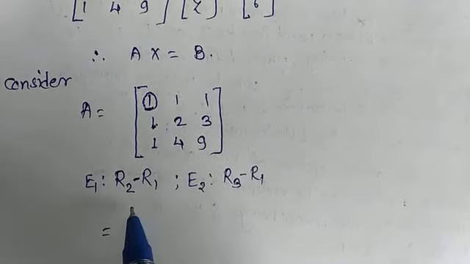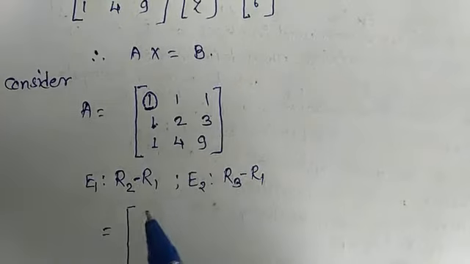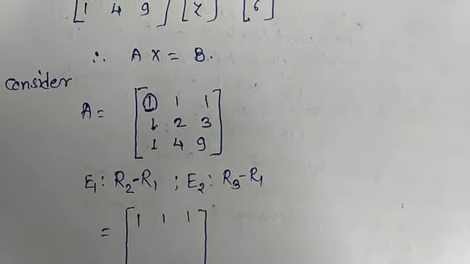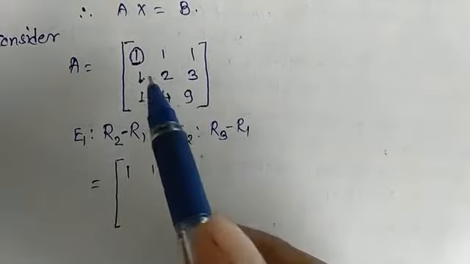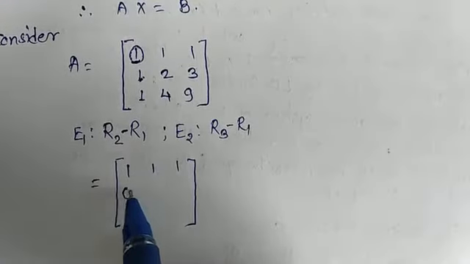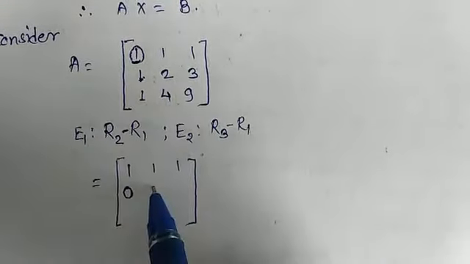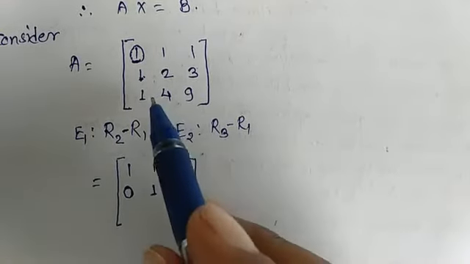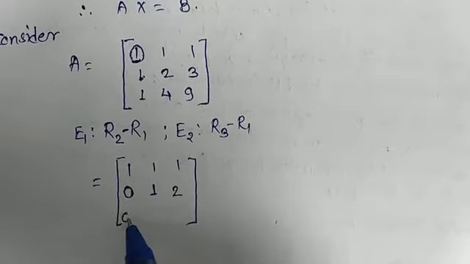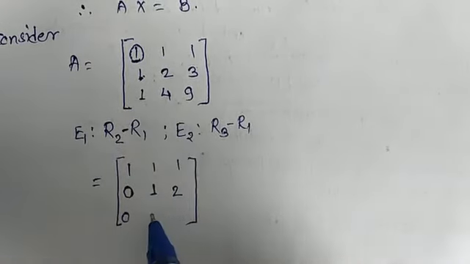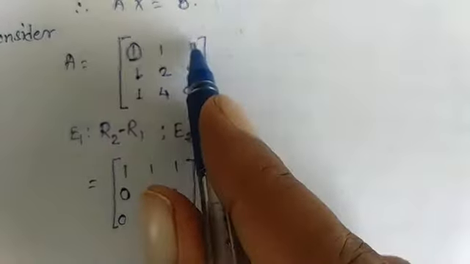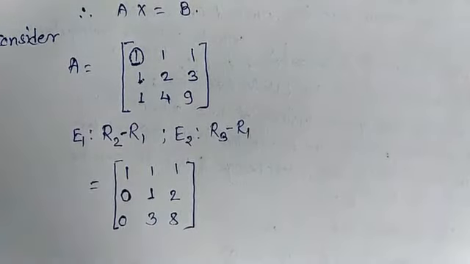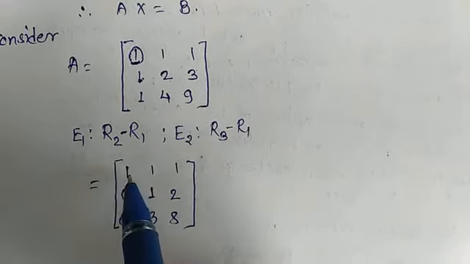So the above calculation will give the first row as it is, 1 1 1. Now in the second row, R2 minus R1: 1 minus 1 is 0, 2 minus 1 is 1, 3 minus 1 is 2. From the last row, 1 minus 1 is 0, 4 minus 1 is 3, and 9 minus 1 is 8. This is our first leading one.